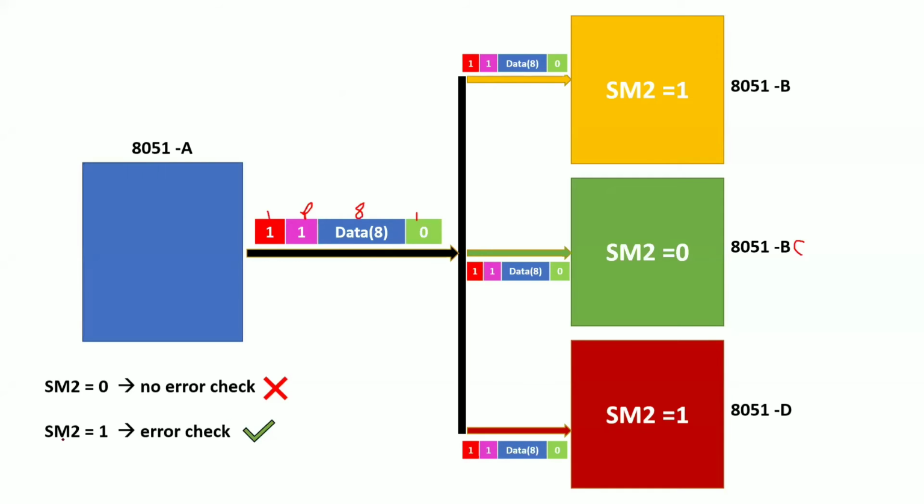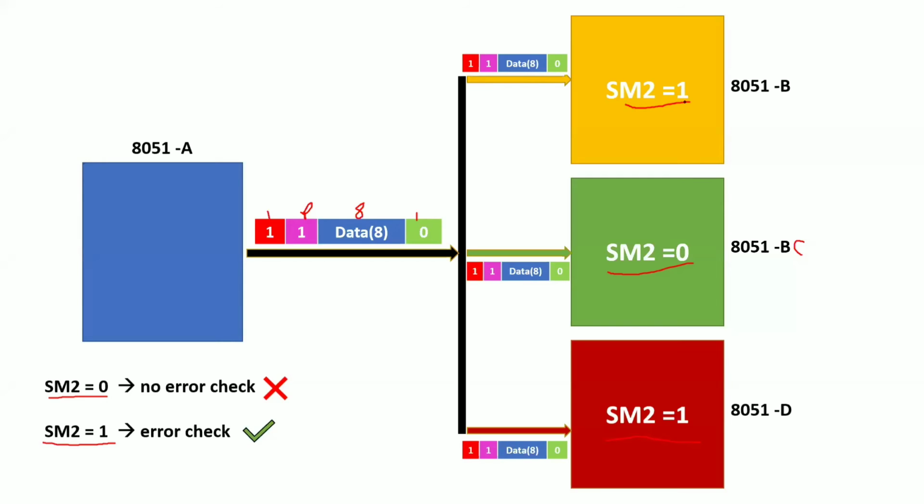Now I told you I want to perform an error check based upon this bit, SM2 equals 0 and SM2 equals 1. Now see here, for the 8051 microcontroller B, SM2 equals 1. That means it will check the errors. Whenever SM2 is 0, it will not check the errors. Here also it will check the errors, right? Now during the transmission, all the data will be received by these devices, and after receiving this, it will check the errors.